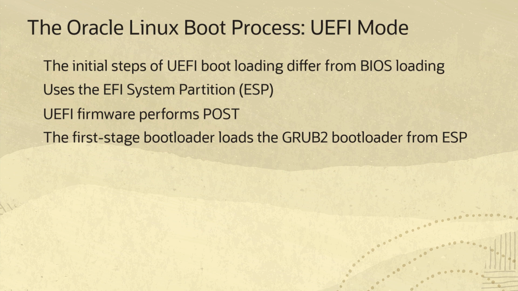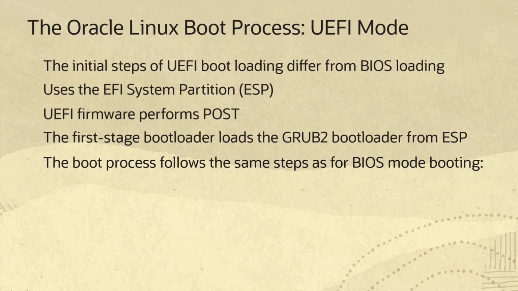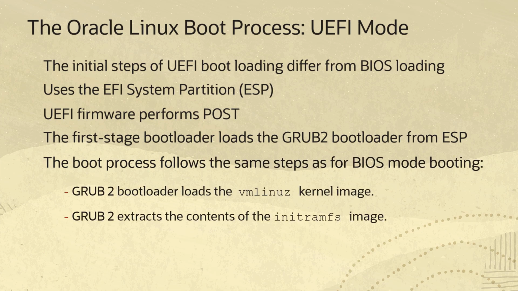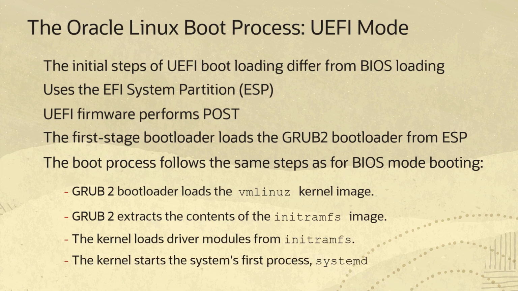The first stage bootloader then loads the grub2 bootloader. After grub2 is loaded, the boot process follows the same steps as for BIOS mode booting. grub2 loads a kernel image, then extracts the initramfs image. The kernel loads driver modules, then starts the systemd process.